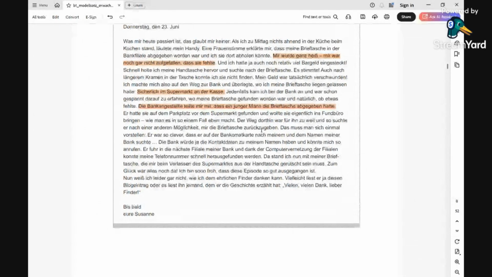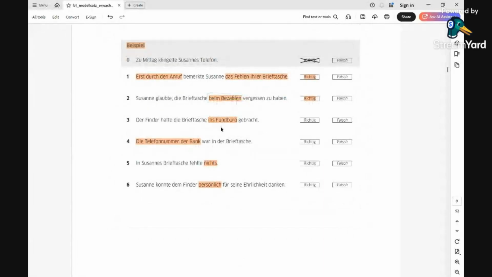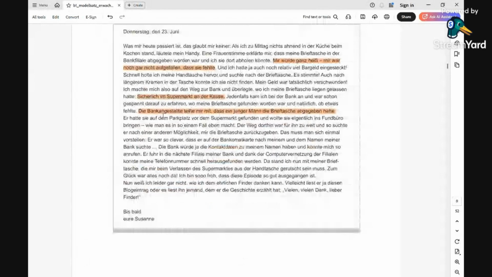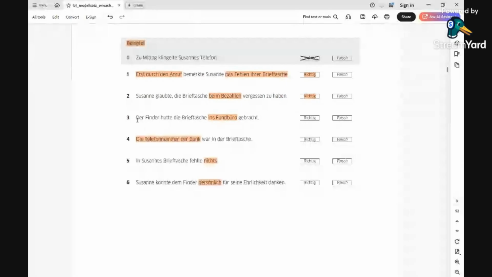So here we know that the finder did not bring the bag to the Fundbüro. He brought it to the bank because of this statement. Die Bankangestellte teilte mit mir, dass ein junger Mann die Brieftasche abgegeben hatte. So at this point, she has reached the bank. At the bank, the Bankangestellte, the person who works in the bank, tells her that a young man is the one who brought the purse to the bank. Okay? So this statement, der Finder hatte die Brieftasche ins Fundbüro gebracht, is falsch. The person took the bag to the bank.